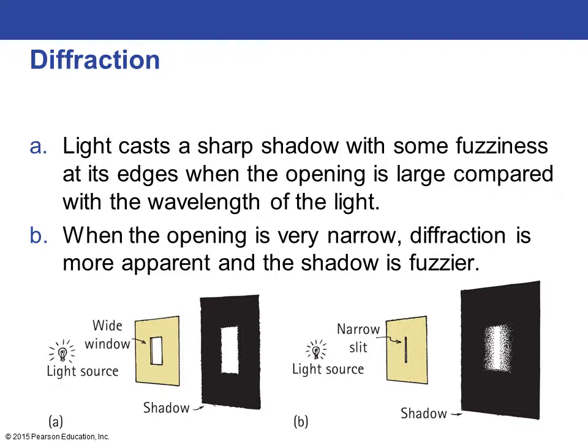So light will cast a sharp shadow with some fuzziness at its edges when the opening is large compared to the wavelength of the light. And again, for the same reasons that we just discussed on the last slide. When the opening is very narrow, diffraction is more apparent and the shadow is fuzzier.